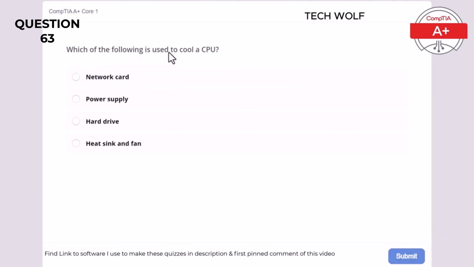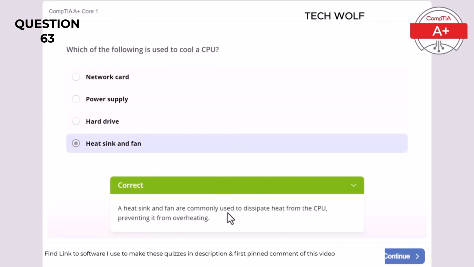Which of the following is used to cool a CPU? Network card, power supply, hard drive, or heatsink and fan? Obviously, the logical answer is heatsink and fan. A heatsink and fan are commonly used to dissipate heat from the CPU, preventing it from overheating.